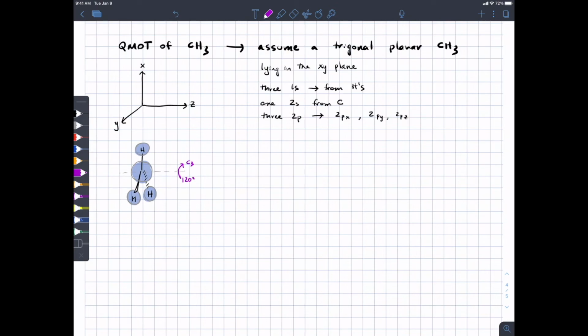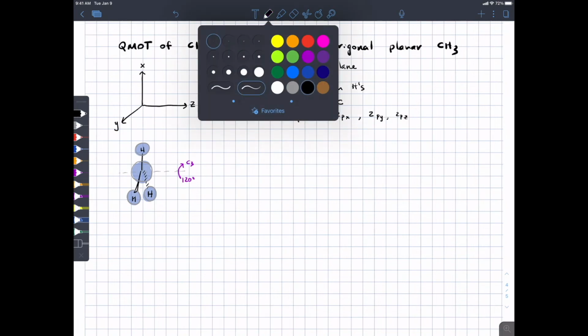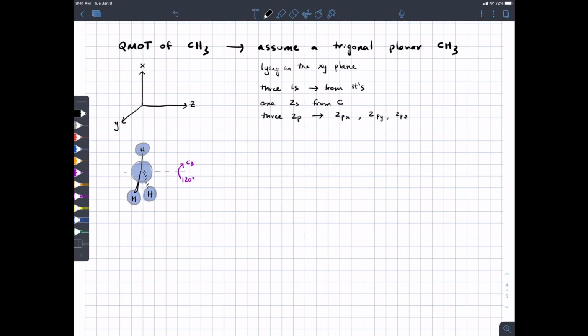Does that make sense? When I draw it this way, I guess I should point out that this is more of a schematic that helps us keep track of the atomic orbitals that we are combining to make this new molecular orbital. In reality, this would look like a delocalized cloud of electron density in the plane of those bonds all over the place. Okay.